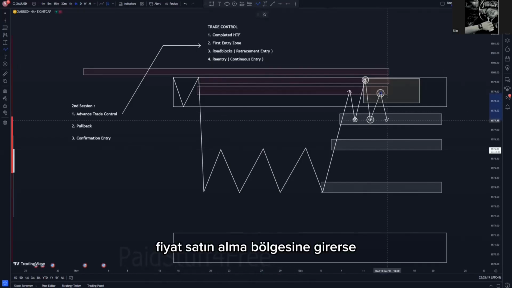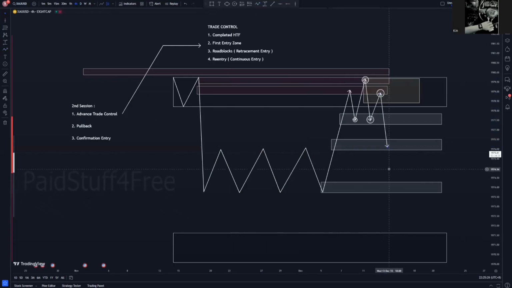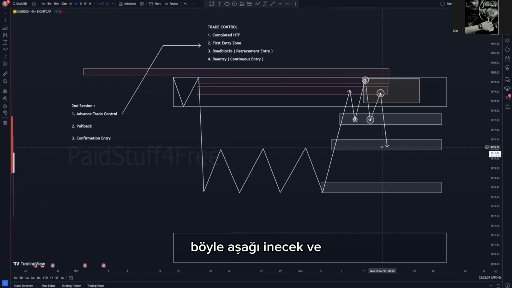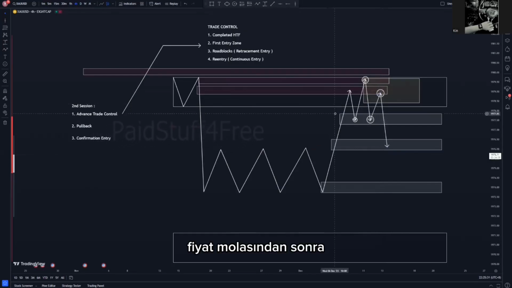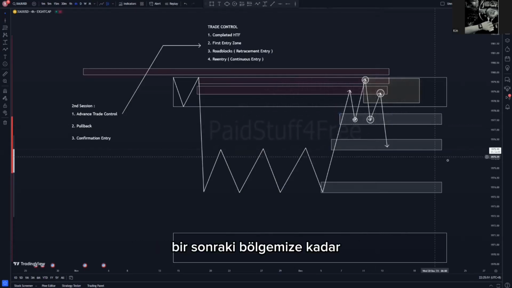If the price gets into the buy zone, which is our roadblock, and there is no confirmation entry, then the price is going to go down like this. And after the price breaks this ED buy, automatically this ED buy we're going to call our EF. So remember what I've said: if inside of the current market price, the price created an engulfing field, it shows us that the price is going to make a reversal until our next zone.